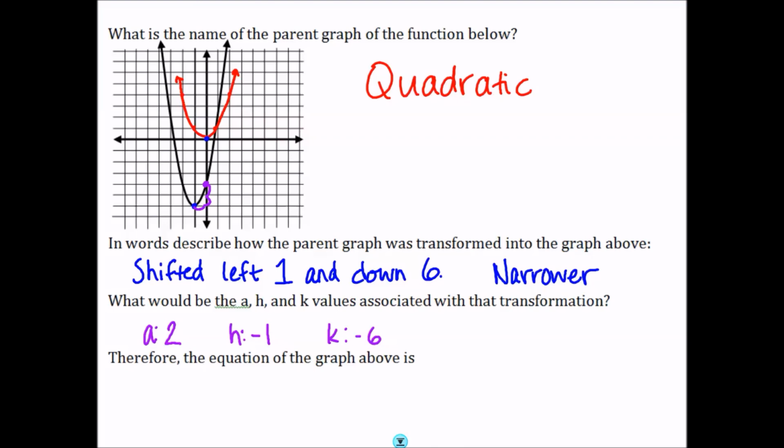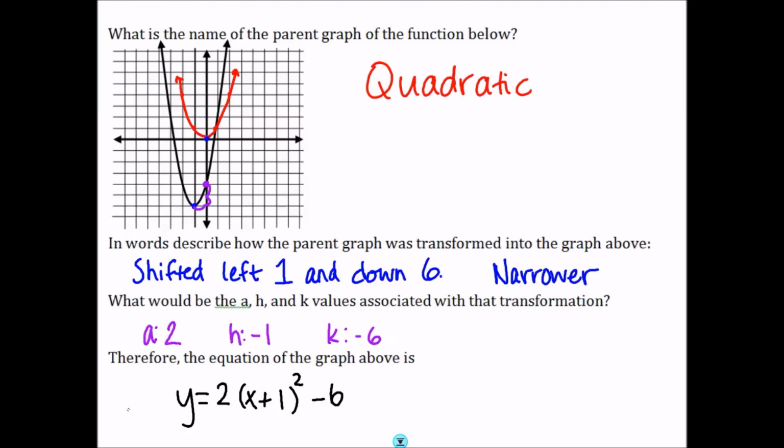So now let's write the equation of this graph. We know it's a quadratic, so it's going to have parentheses squared in it. And then we know a is 2. Then you have x minus h inside the parentheses. So x minus -1 is x plus 1. And then k goes at the end. So that is the equation for the graph that we were given.